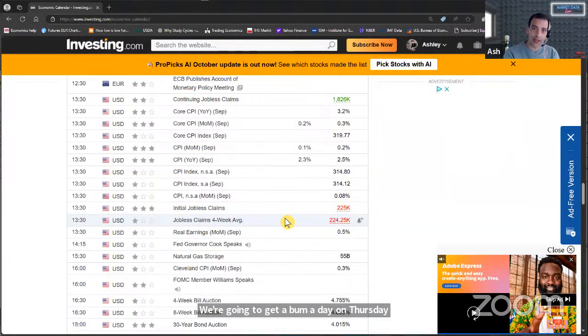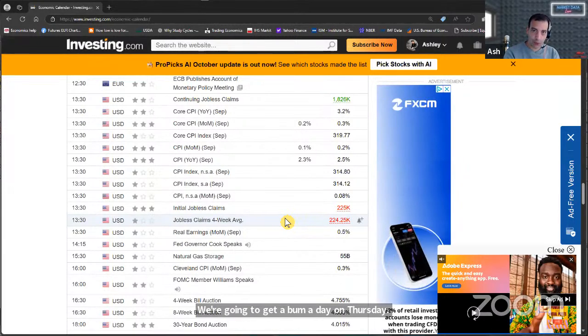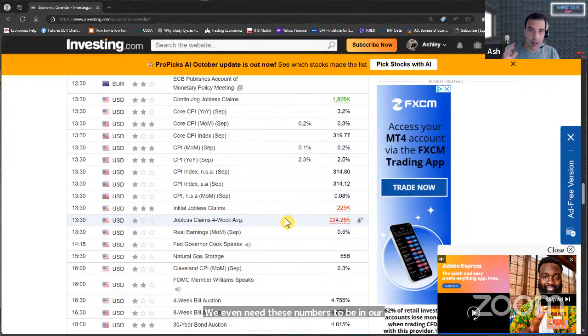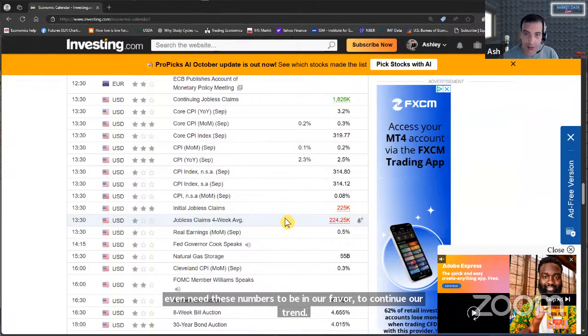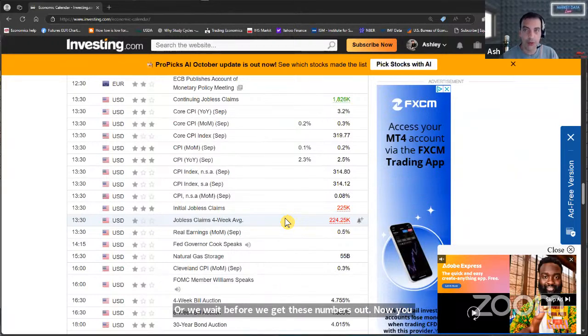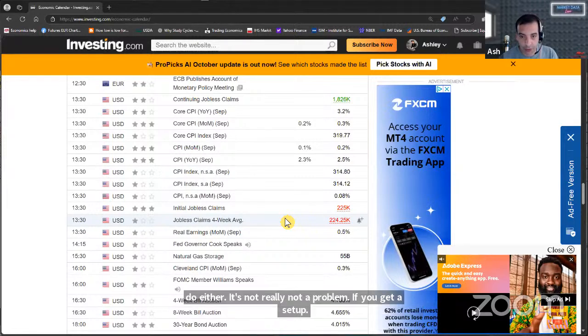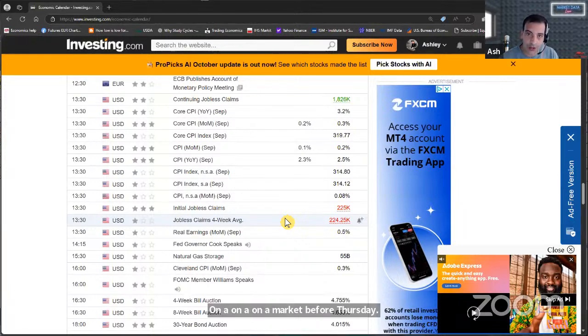Any trade that we get into before then, we either need these numbers to be in our favor to continue our trend, or we wait until these numbers are out. You can do either, it's really not a problem. If you get a setup on a market before Thursday, then it's okay to take it, because market participants will still be making choices on which way they think these numbers are going to go.